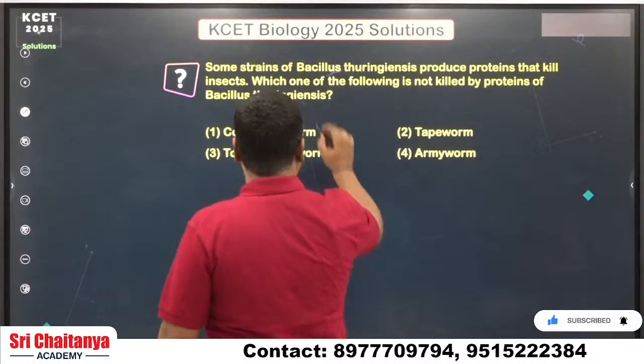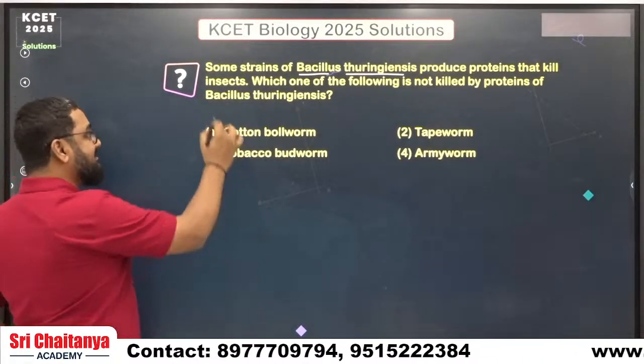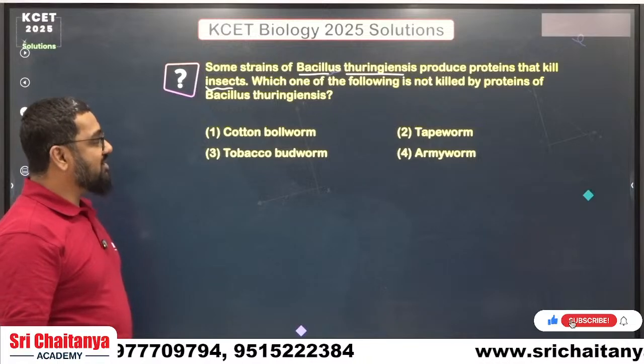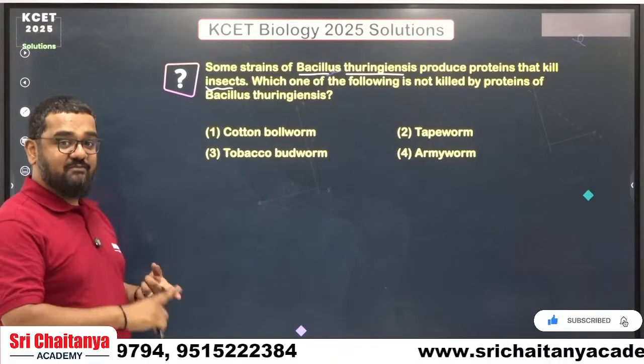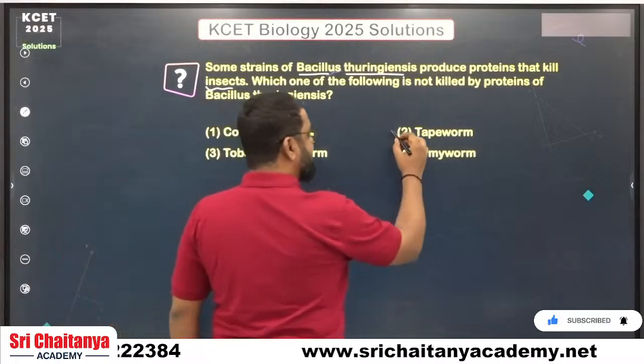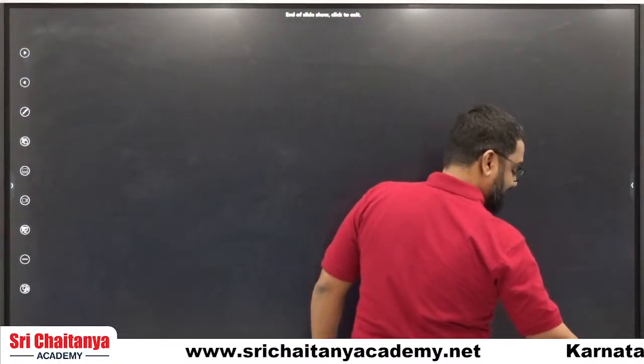Some strains of Bacillus thuringiensis produce proteins that kill insects. Remember this word, insects. This will help you arrive at the answer. Which one of the following is not killed by these proteins? They kill insects of Lepidopterans, Coleopterans, Dipterans, but they don't kill tapeworms, isn't it? They are platyhelminths. So option 2 is the right answer, right?